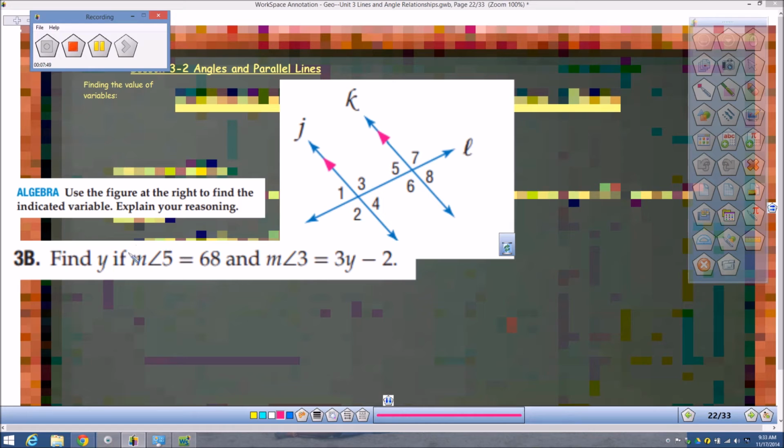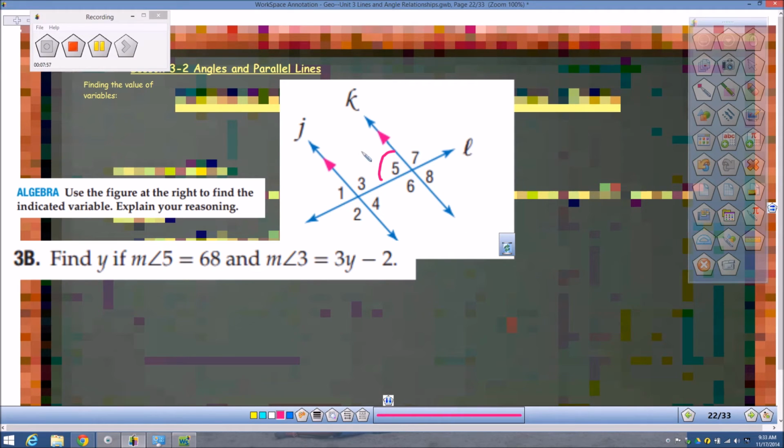So I have measure of angle 5 is 68 degrees. And the measure of angle 3 is 3y minus 2. Now these are consecutive interior angles, so they have to be supplementary, so they're going to equal 180. So if we set this to 180, it will be 3y minus 2 plus 68 is going to equal 180.